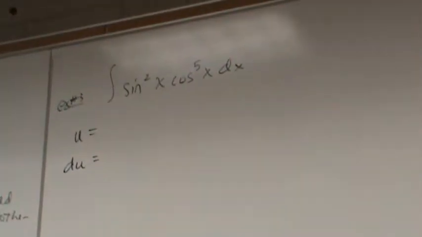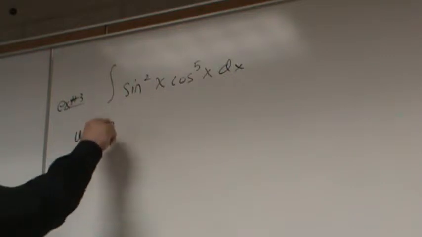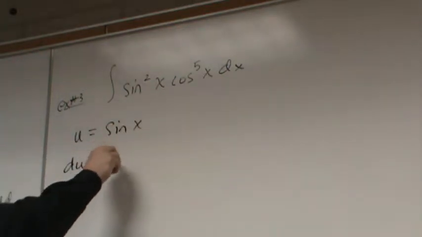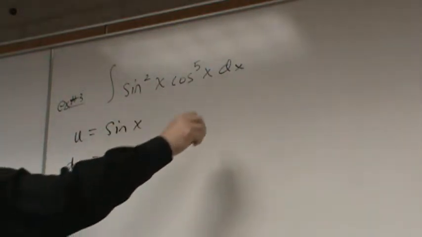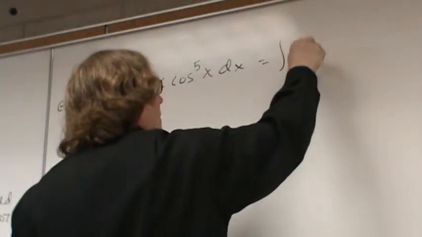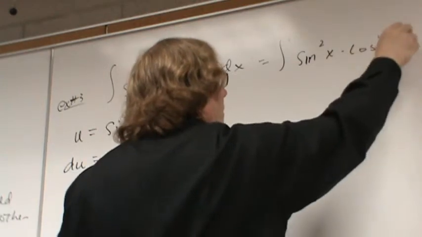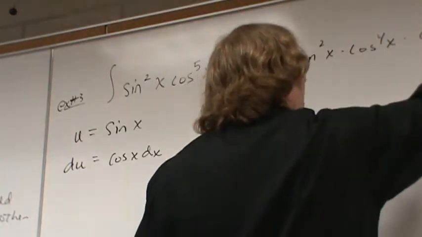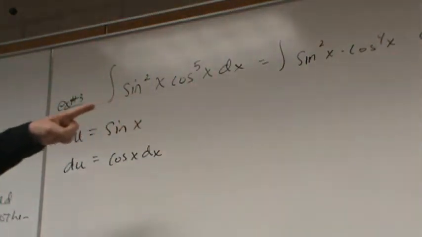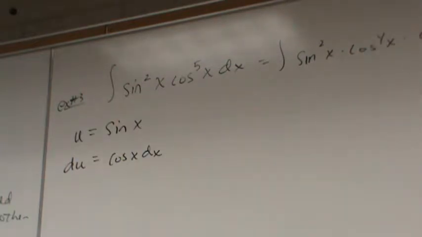Can I interrupt you just for a second? What did you guys choose as your u? Sine x. How many people chose sine x? Yay for each and every one of you. Okay, keep going. And I just want you to see, I do take that step of showing, hey, I'm reserving one of the cosine x's to be my du, then I deal with the cosine to the fourth.